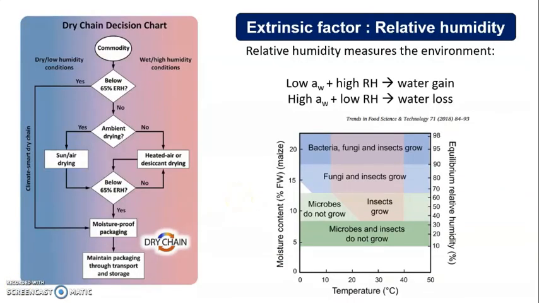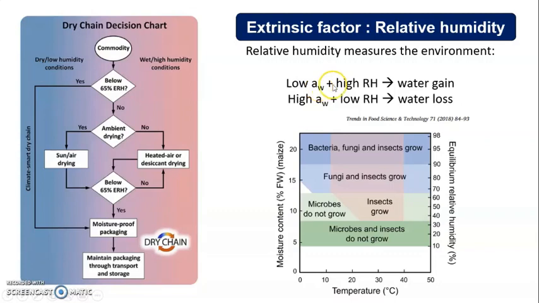The next extrinsic factor is relative humidity. Well, relative humidity is really closely related with water activity. The difference is that water activity is talking about the food itself, the water that's available in the food. However, relative humidity is talking about water available in the environment of the food. So I'm giving you here a quick relationship between those two components.